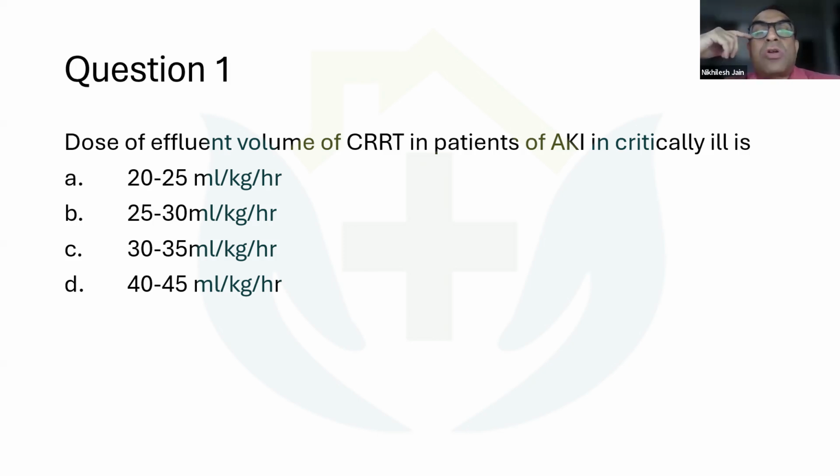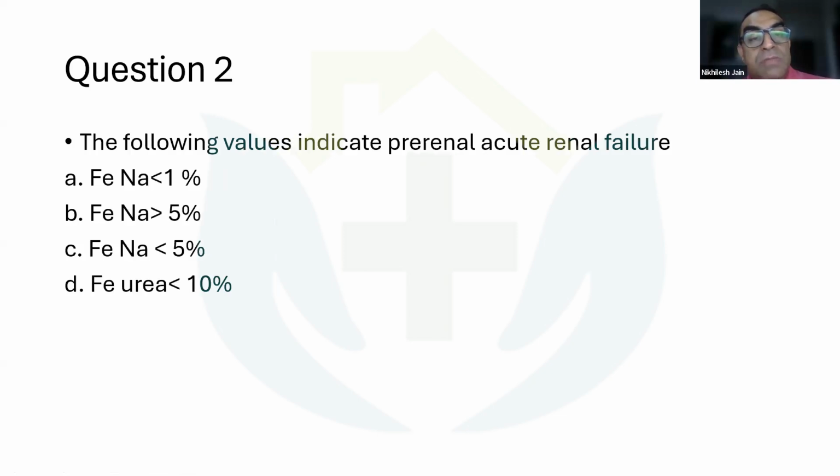The dose of effluent volume of CRRT in patients of AKI in critically ill patients, what is recommended is 20 to 25 mL per kg per hour. This is standardized, it is given everywhere in the literature. So it's a no-brainer, you have to know this. The dose of effluent volume of CRRT in patients of AKI in critically ill is 20 to 25 mL per kg per hour. So which of the following values indicate pre-renal acute renal failure?